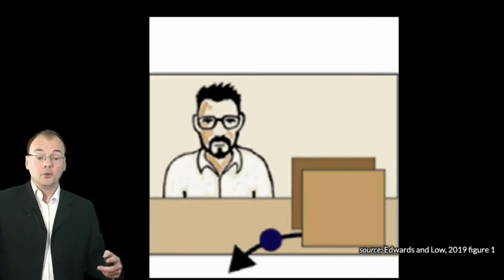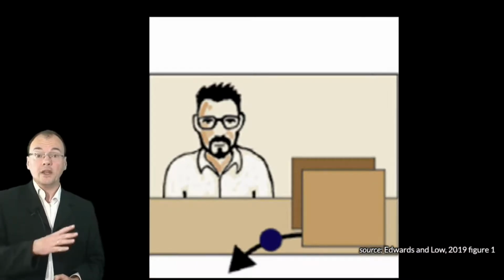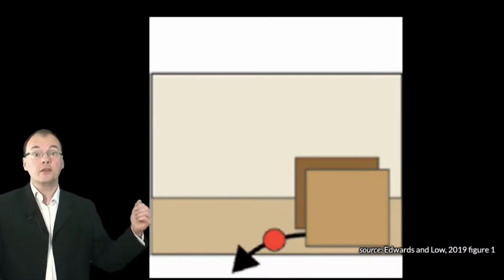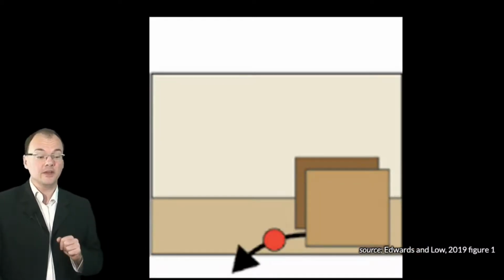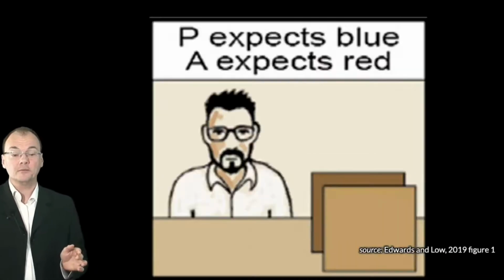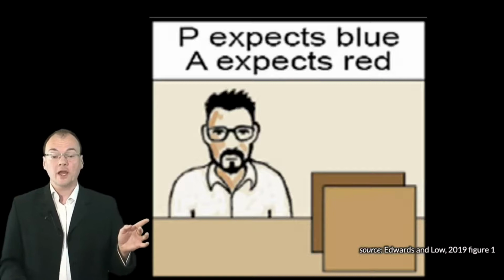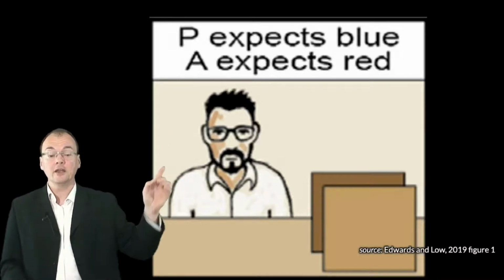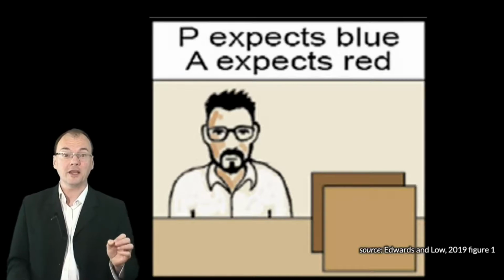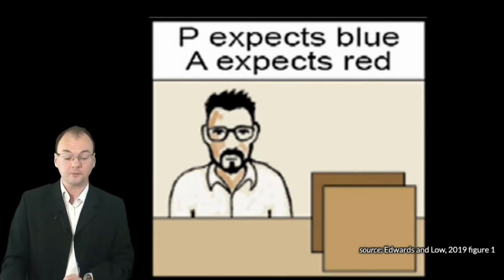While Jason's still there, the blue ball comes out. Now Jason leaves, and while he's left, this is really sneaky, the red ball comes out, very sneaky, the blue ball goes back again. So when Jason comes back again, he's in a situation where he's expecting, he's the agent A, the red ball, and you as the participant P are expecting the blue ball to appear.